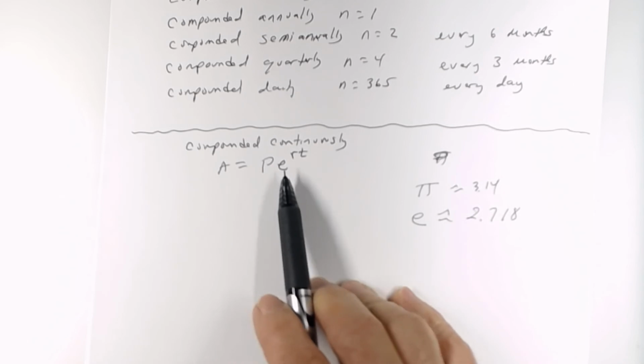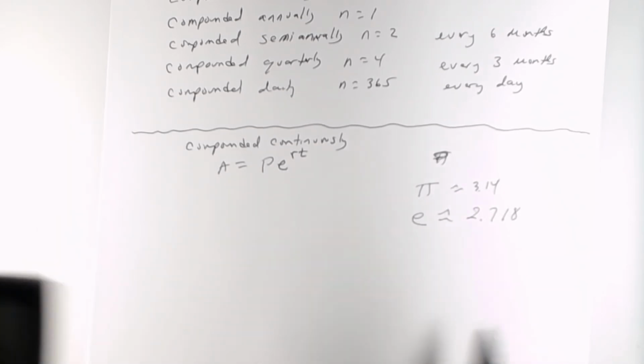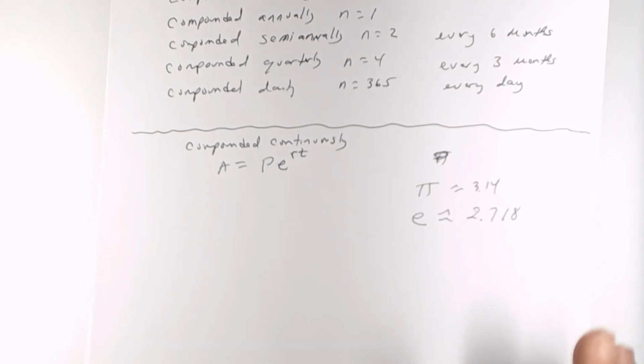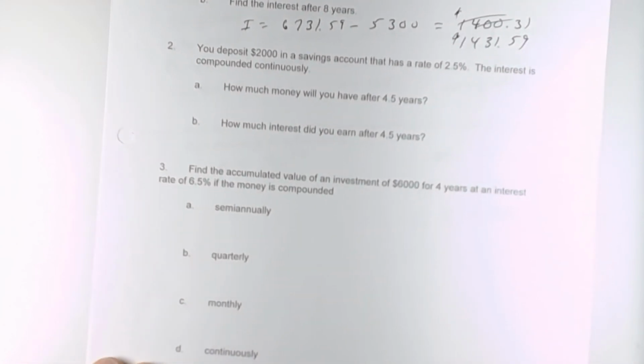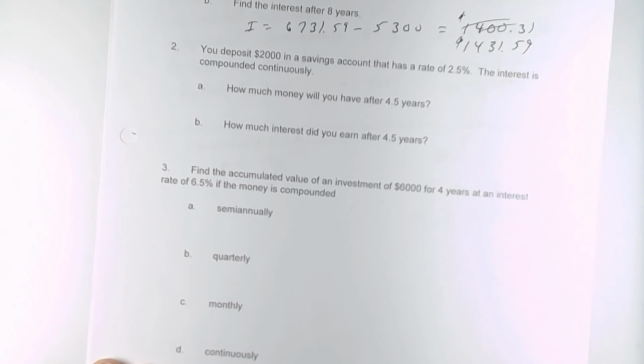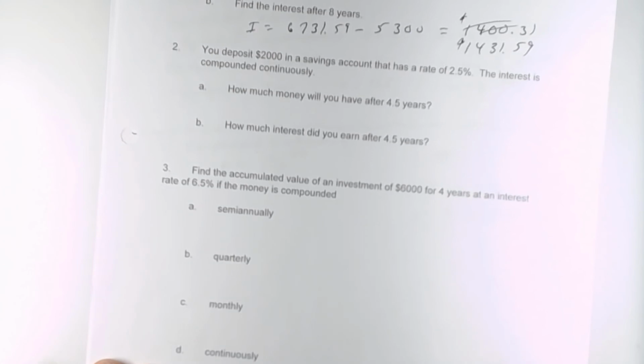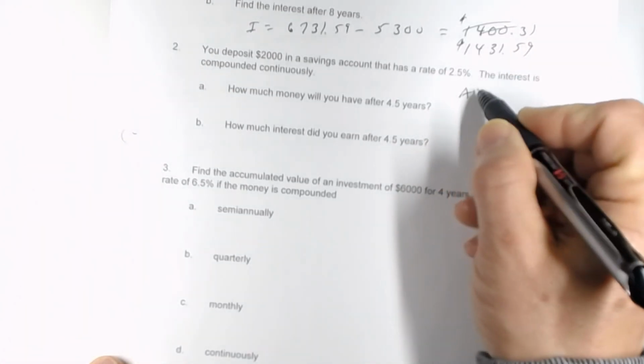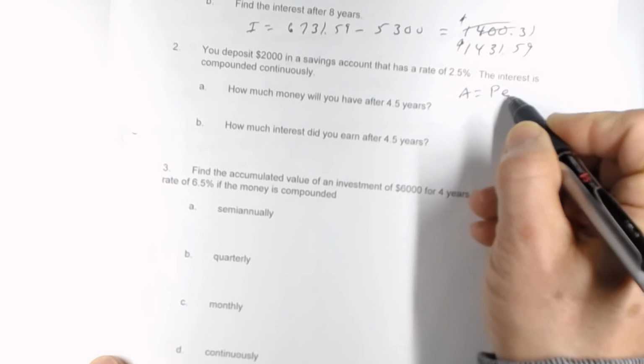Okay? All right. Now, let's look at this problem again. So this is now number 2. You deposit $2,000 in a savings account that has a rate of 2.5%. The interest is being compounded continuously. So since you use the words compounded continuously, you have to use what formula? A equals P times E to the RT. That's the formula you're going to use. And then the question is, how much money will you have after 4.5 years?